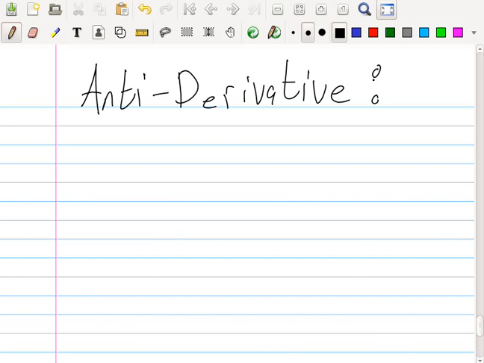Now, I know this topic is called the antiderivative, but it's not as evil as it sounds. It's just the derivative, but backwards. So let me give you the idea here.